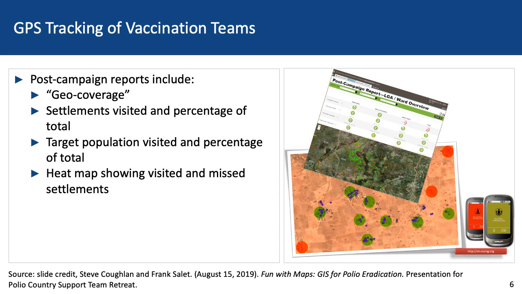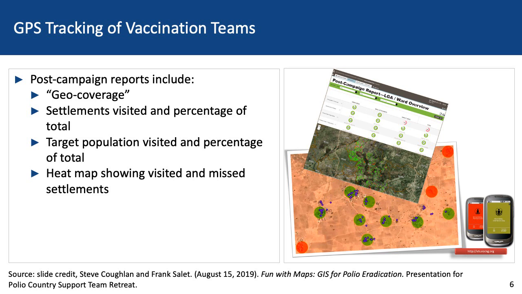In this slide, we'll be looking at global positioning systems, which is GPS, tracking of vaccination teams. Post-campaign reports include geo-coverage, settlements visited and percentage of total, target population visited and percentage of total, and a heat map showing visited and missed settlements. So I'd like to ask you, what are the implications of GPS tracking of vaccination teams?